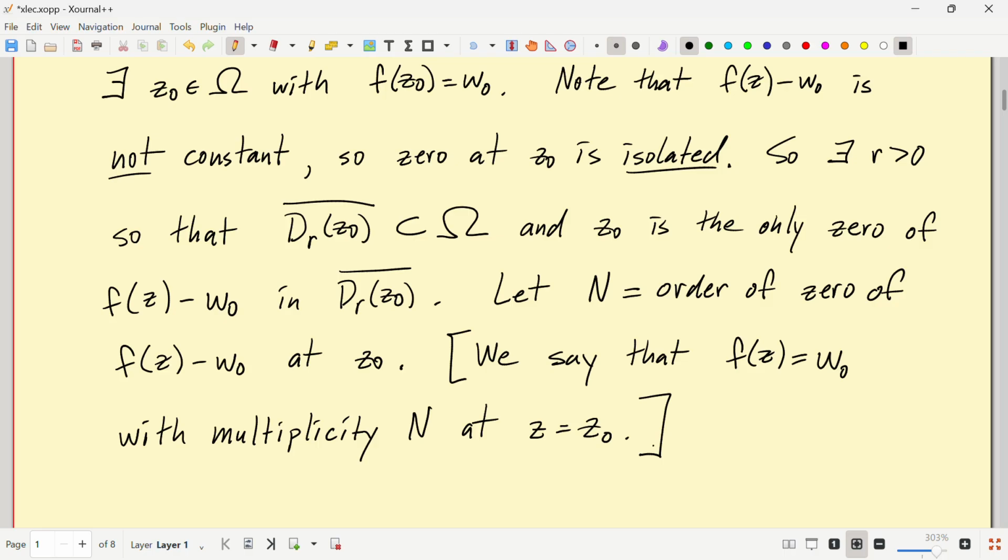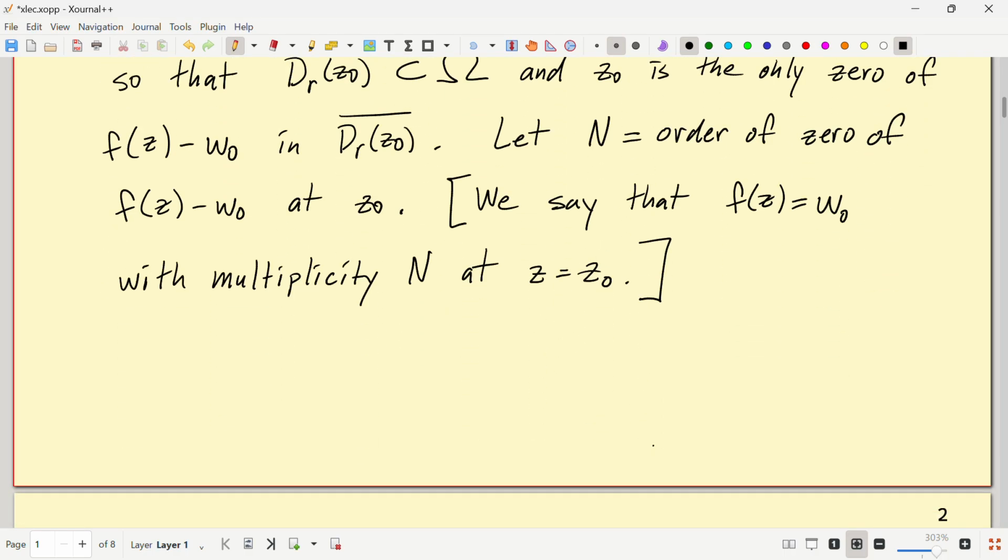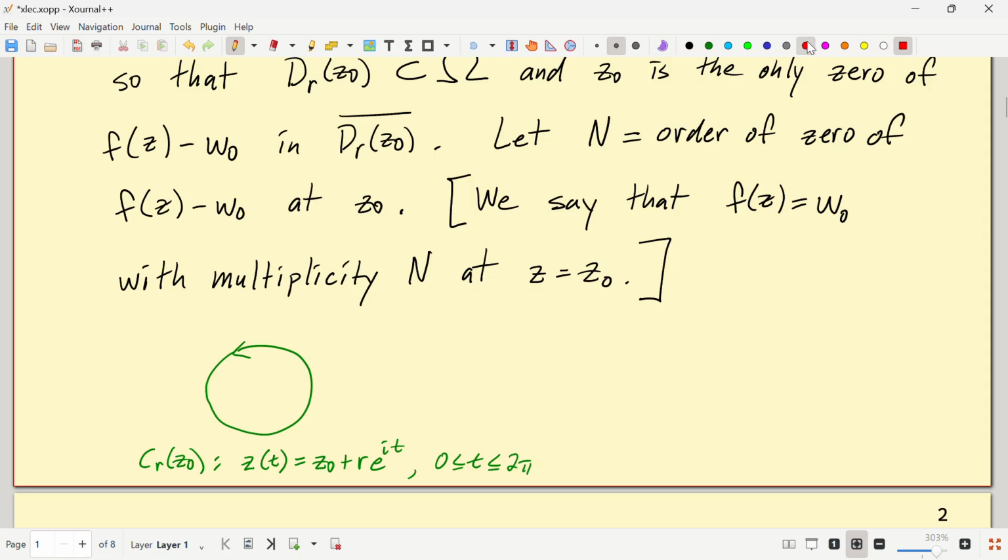Okay. Now I'm going to draw a picture. I'm going to take this circle of radius r about z naught, parametrized in a counterclockwise sense. So that's going to be C_r about z naught, and of course that's parametrized by z of t equals z naught plus r e to the it as t goes from 0 to 2 pi. Then I'll have z naught in the center there, and this will be my open set I'm thinking about.